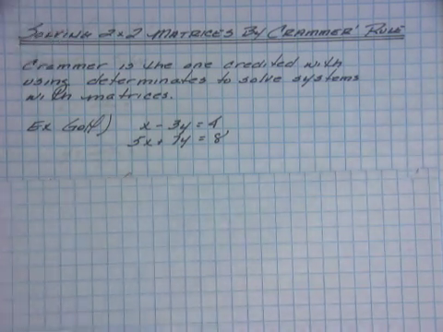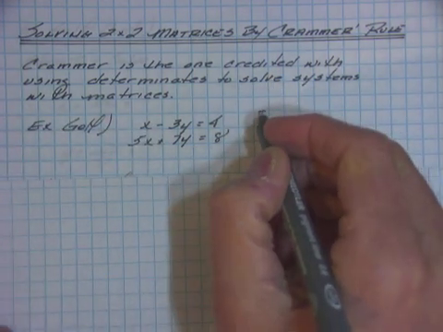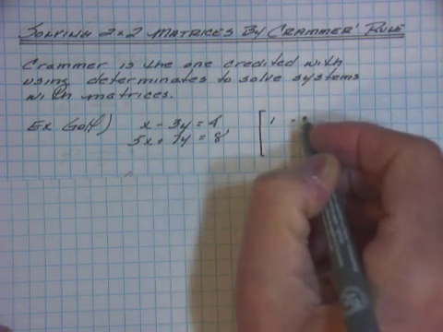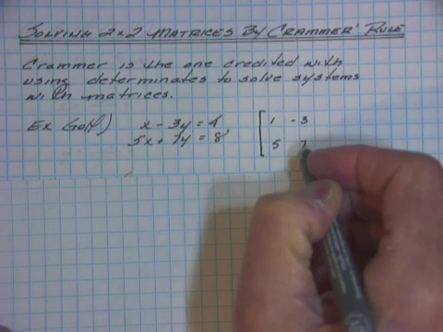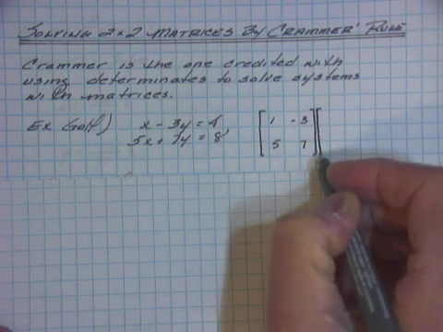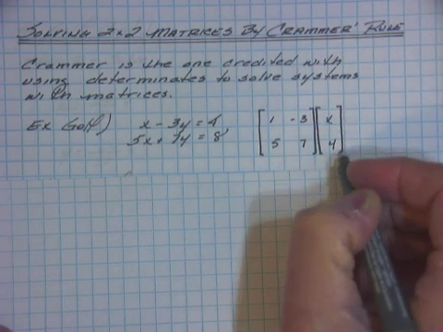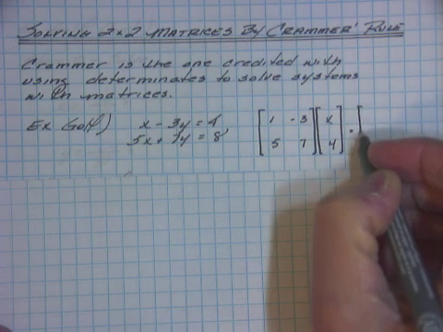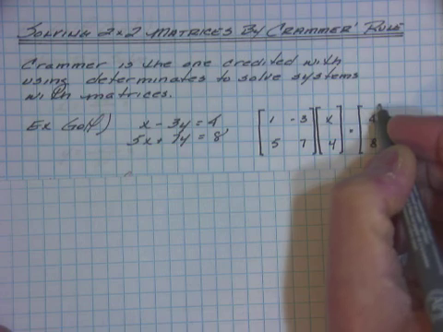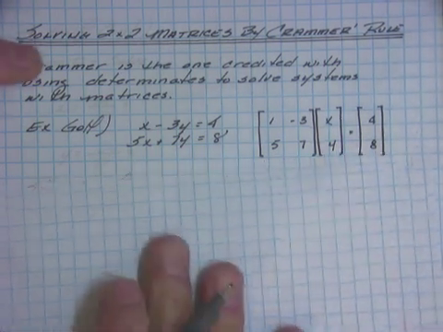Well, the first thing I want to do is rewrite this in matrix form. So we've got 1, -3, 5, 7. So there's the coefficient matrix. The variable matrix is x, y. And the solution matrix is 4, 8. All right, so we've got the first step.